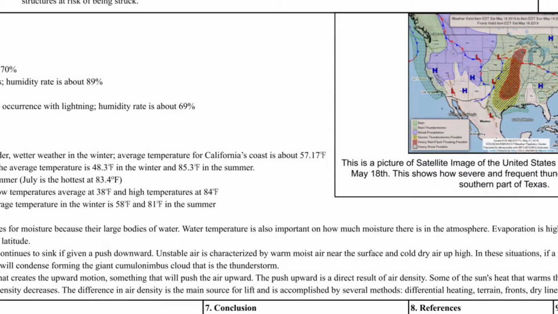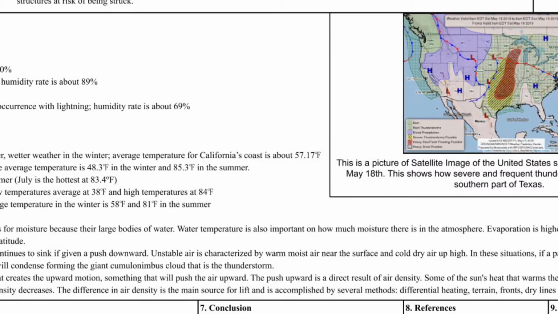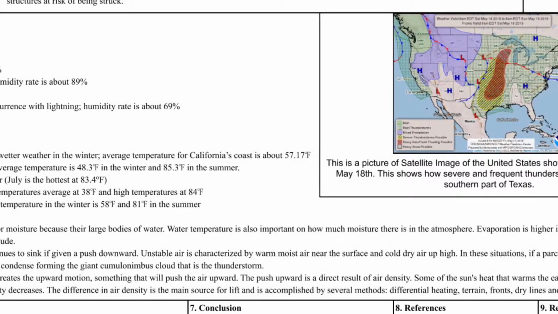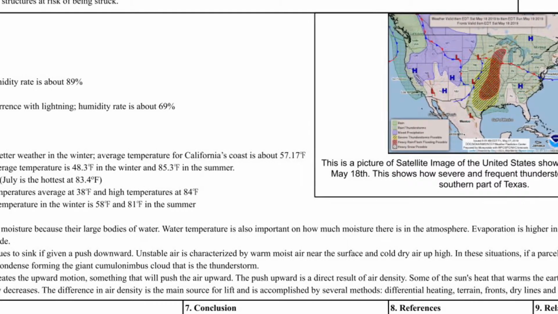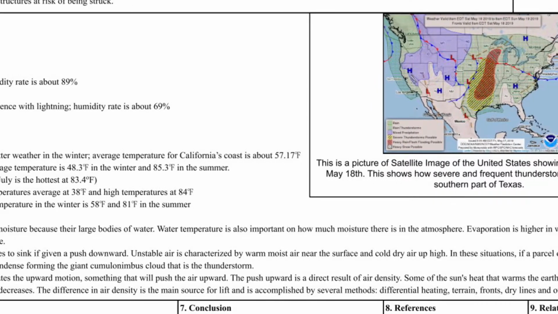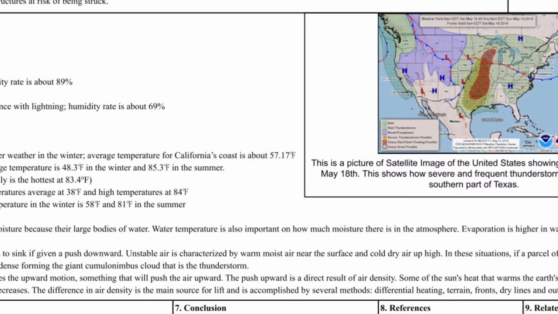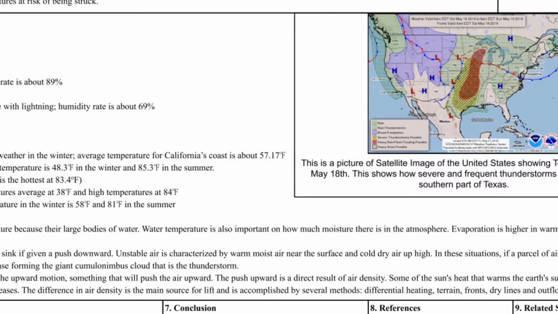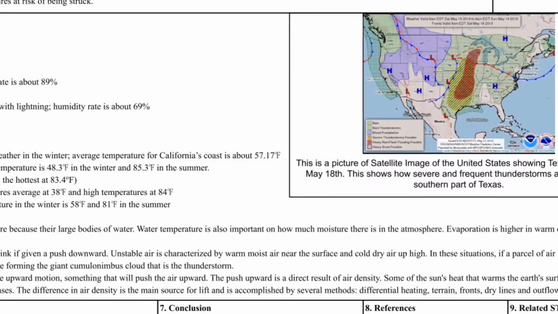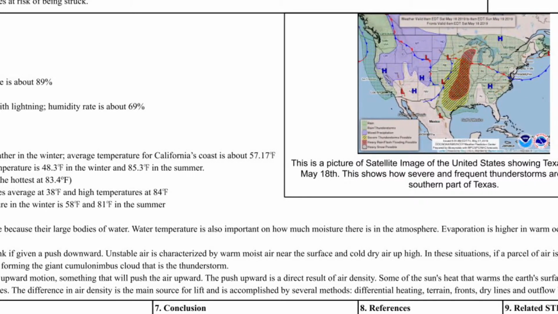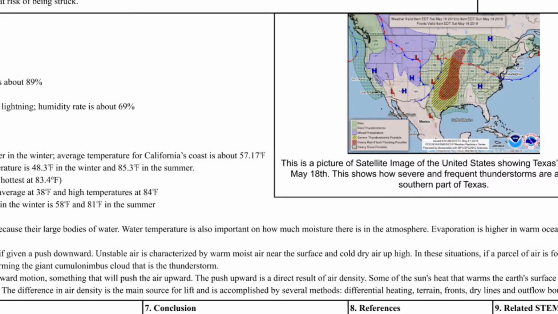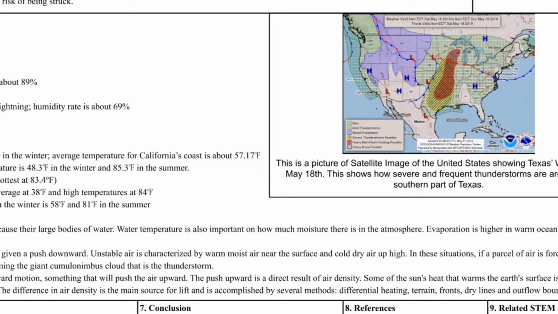Instability. Air is considered unstable if it continues to rise when given a push upwards or continues to sink if given a push downwards. Unstable air is characterized by warm, moist air near the surface and cold, dry air up high. In these situations, if a parcel of air is forced upward, it will continue to rise on its own. If this parcel rises, it cools down and some of the water vapor will condense, forming the giant cumulonimbus cloud that is a thunderstorm.